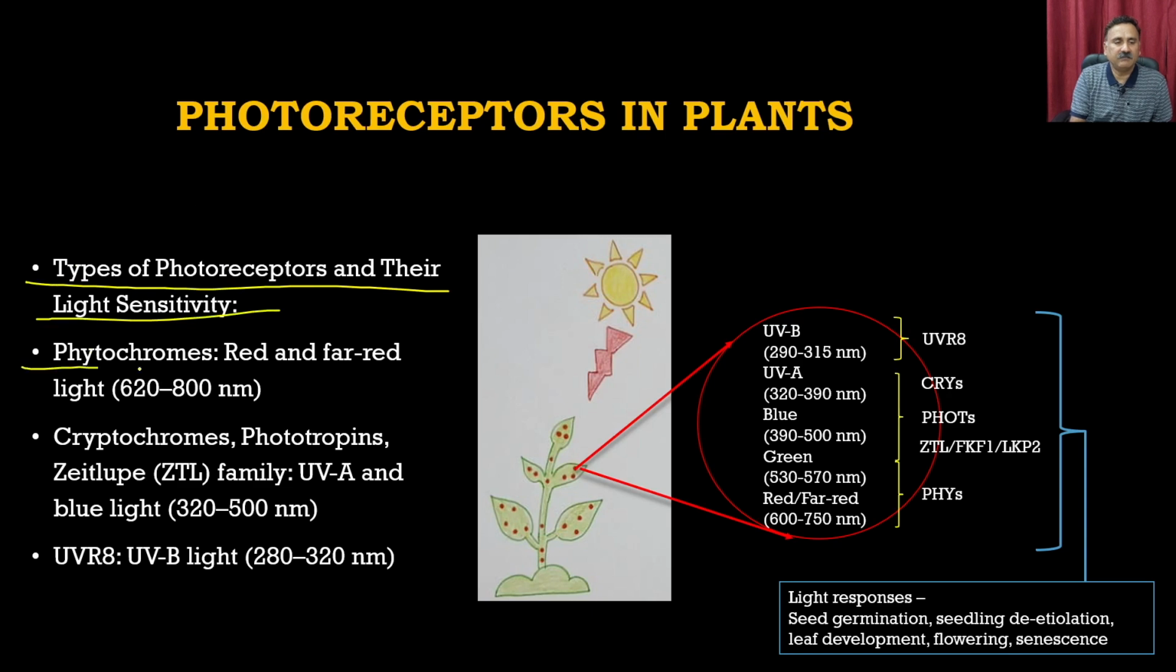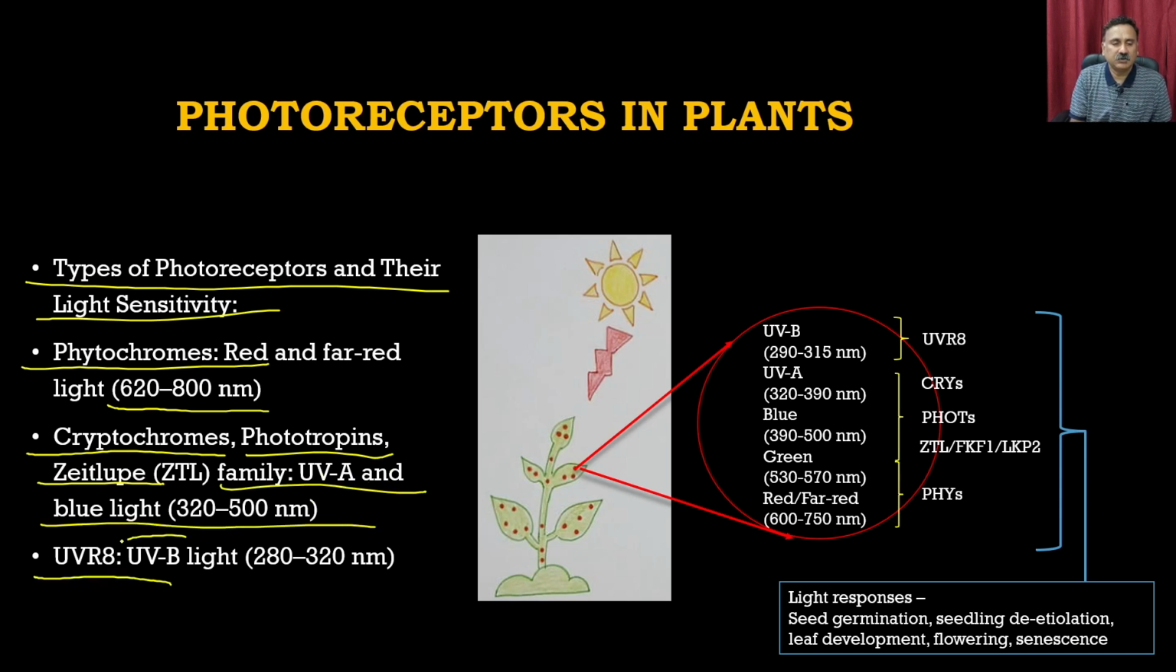So you can have the phytochromes, which sense red and far red, and absorb in the range of 620 to 800 nanometers. Then we have the cryptochromes, phototropins, and Zeitlupe family, which absorb in the range of UVA and blue light. And then you also have UVR8, which absorbs UVB light, in the range of 280 to 320.